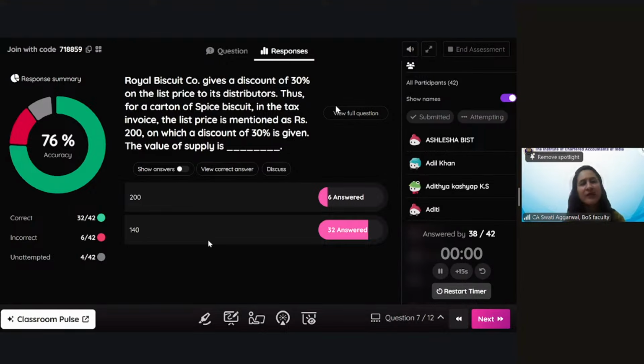Deduction is also available for post-supply discount, but for that there are 3 conditions. It should be in terms of an agreement entered into at or before the time of supply. It can be linked to relevant invoices. And the third point is that proportionate ITC should be reversed by the recipient. In that case, post-supply discount is also allowed as a deduction from the value of supply. But here, the discount is given at the time of supply.